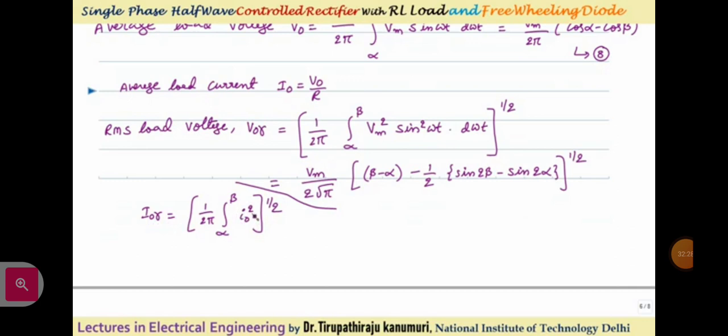We know the value of I naught, so take the value of I naught square d omega t, to the power of 1 by 2. Let me just write this. So this will be d omega t whole to the power of 1 by 2. Using this I can calculate.